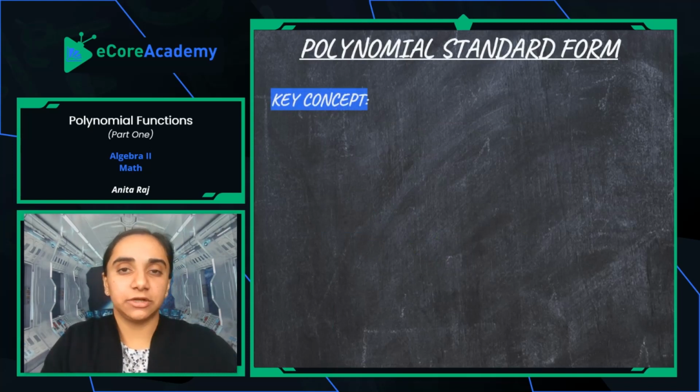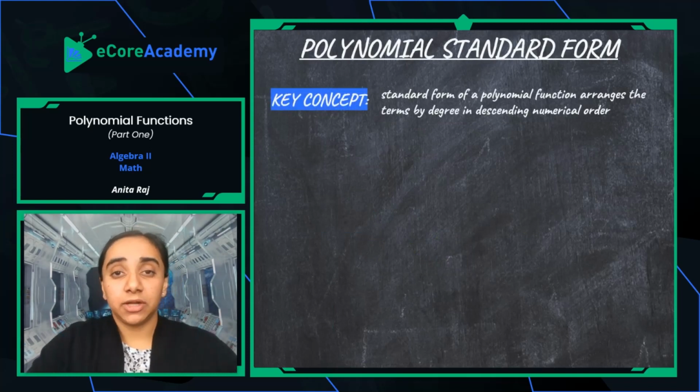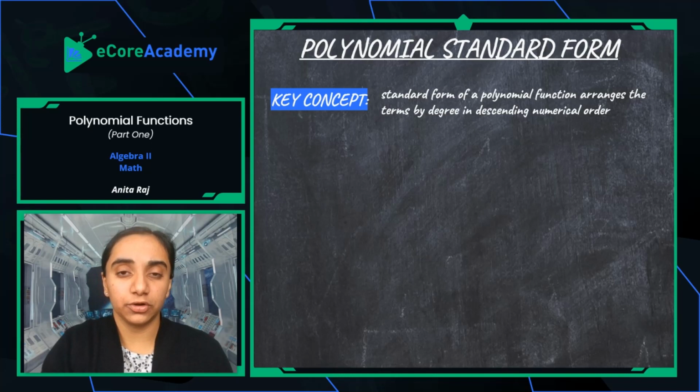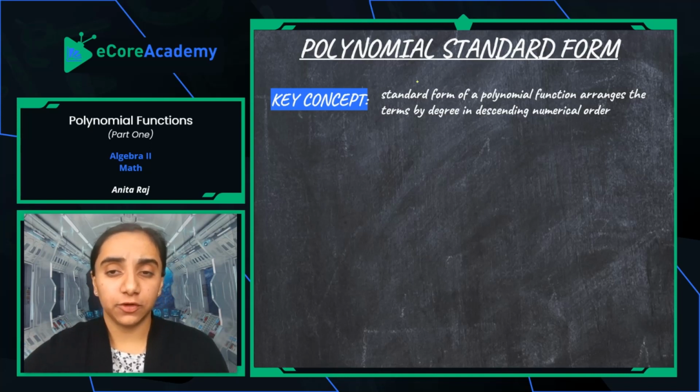Let's look at polynomial standard form. So here's the key concept that I want you all to keep in mind. The standard form of a polynomial function arranges the terms by degree in descending numerical order. So I want you all to remember the standard form of a quadratic.